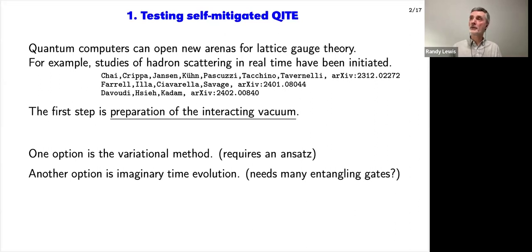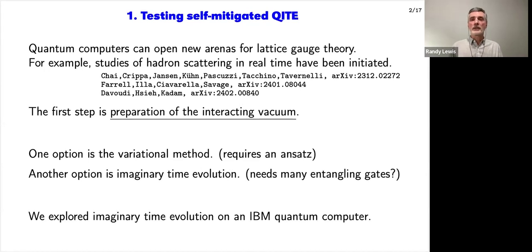Another possibility would be imaginary time evolution, something that's used very routinely in lattice gauge theory. This would, in principle, get you exactly to the interacting vacuum, but on a quantum computer, there might be many entangling gates involved, and it might be a noisy way to go, at least at present. So we wanted to take a look for ourselves and see what imaginary time evolution might look like on an IBM quantum computer, just in a small instance and using a mitigation method that's easy to use and available today.